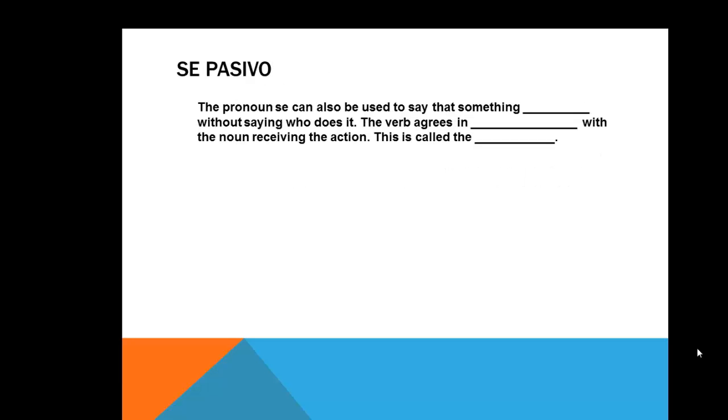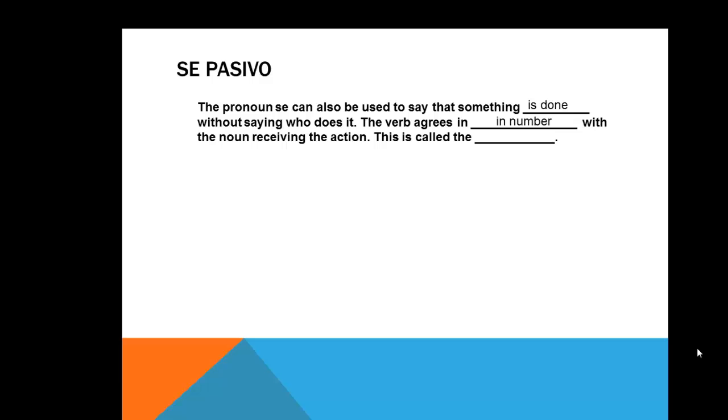Let's look at our se pasivo next, which is really similar. The pronoun se is also used to say that something is done without saying who does it. My nephew does this a lot. He'll come up and say something like, the plate is broken, without saying that he was the one who broke it, or that the dog broke it, or that who knows who broke it, just that it's done.